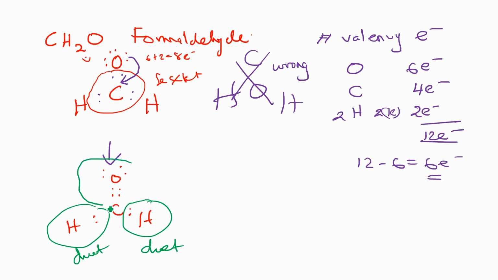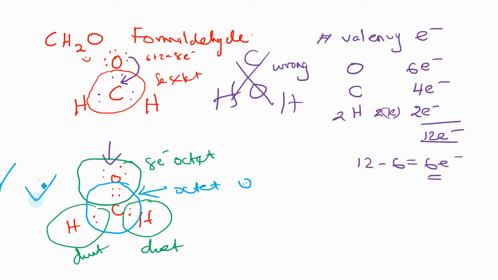And then the oxygen is happy. There are 8 electrons around it, so it's an octet. And the carbon is happy too. I'm going to circle it with a different color code, the blue color code. The carbon is an octet too, so it's also happy. So give it a happy face. That tells you this structure is the correct Lewis structure for formaldehyde.